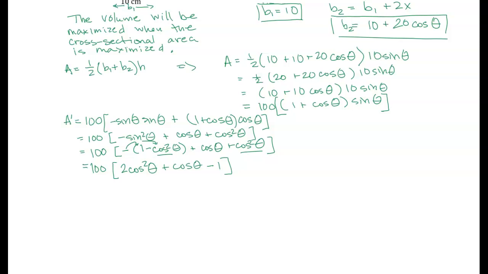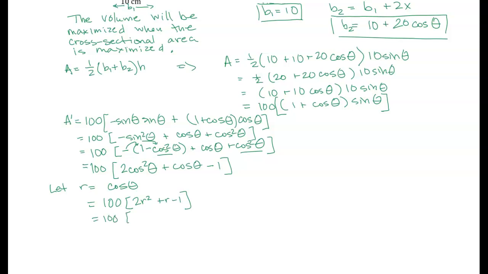So just to make it a little easier, I'm going to say let r equal cosine theta, so that you can see it looks more like a quadratic. So then I'm going to get 100 times 2r squared plus r minus 1. Now this one factors nicely.